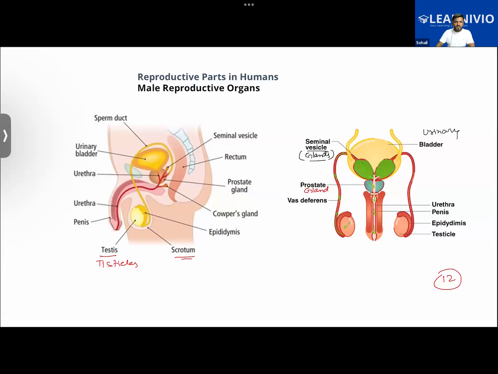The seminal vesicle, it produces sperm. Seminal vesicle releases sperm. No, I said produces. Neither does it produce, neither does it release. Oh, wait.